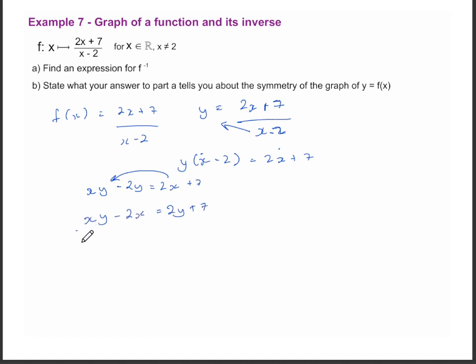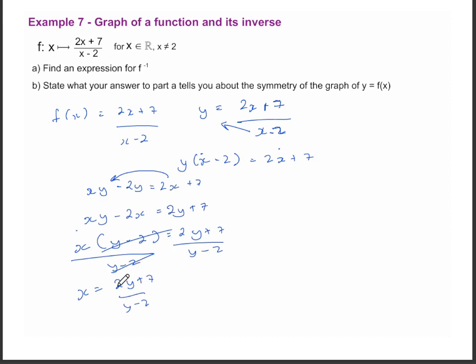Then here, because the x terms are together, we can factor out x. So x times (y minus 2) equals 2y plus 7. And then we can divide by y minus 2. And we get x is equal to (2y plus 7) over (y minus 2). And then what we can do is switch the x and the y and make it the inverse function. So f inverse of x equals (2x plus 7) over (x minus 2).